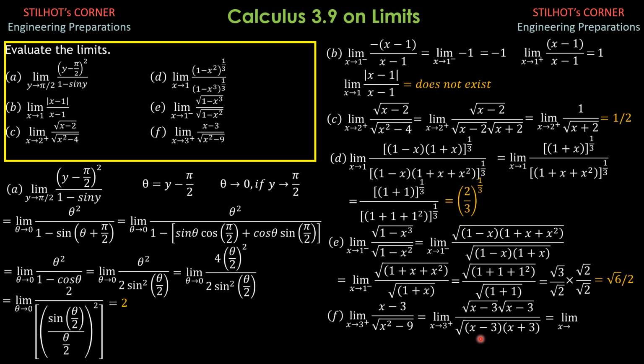Then as x approaches 3 from the right, the numerator approaches 0. The denominator does not approach 0. So it is 3 plus 3, so square root of 6. While the numerator is approaching 0, square root of 0 is 0. 0 over square root of 6 is 0. So the limit is 0.